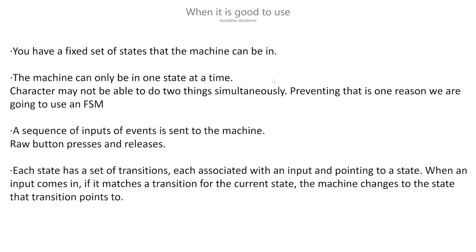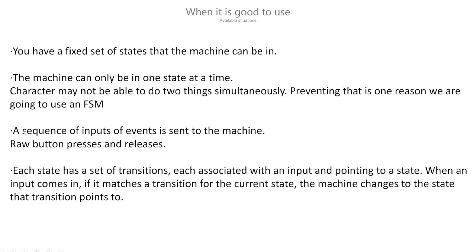And when is it good to use the state machine? In these situations. First, you have a fixed set of states that the machine can be in. The second is that the machine can only be in one state at a time. A character may not be able to do two things simultaneously. Preventing that is one reason we use an FSM.